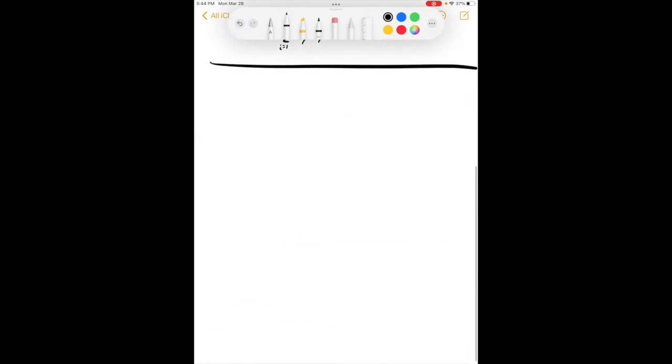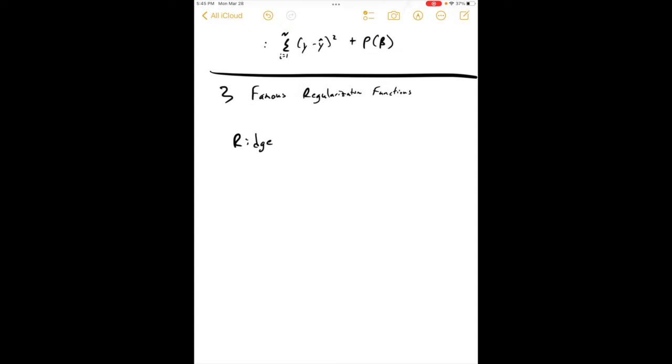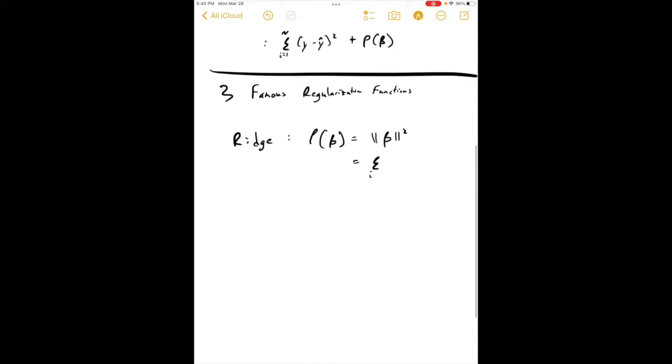And this function here can be anything that grows while beta values grow. But there are 3 famous ones. 3 famous regularization functions. First, most famous is called Ridge, which is spelled G-E if you were wondering. Ridge, okay? And that says that the regularization function here is equal to the 2 norm, or the sum of all the betas squared. Well, that's not the norm, I guess. The norm squared. So it's the sum from j equals 1 to m of all of the betas squared. Let's call this an m instead of an n there.